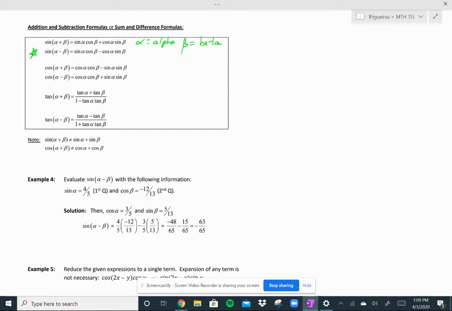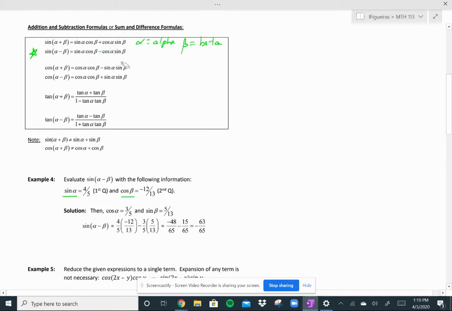So in order for me to use the formula, that means I need to know everything on the right. I need to know sine of alpha, cosine of beta, cosine of alpha, and sine of beta. But I was only given two pieces of information, sine of alpha and cosine of beta. So first let's figure out what cosine of alpha is. You need that. Again, here it is in the formula. I need to figure that out. I also need to figure out what the sine of beta is, also not given.